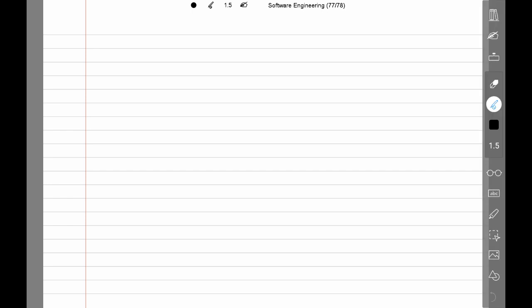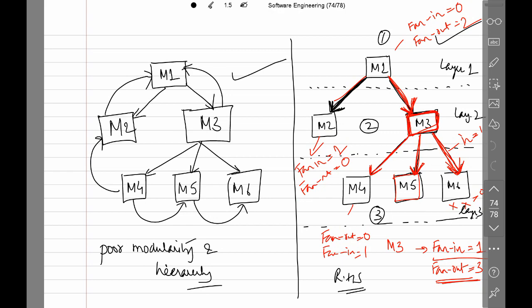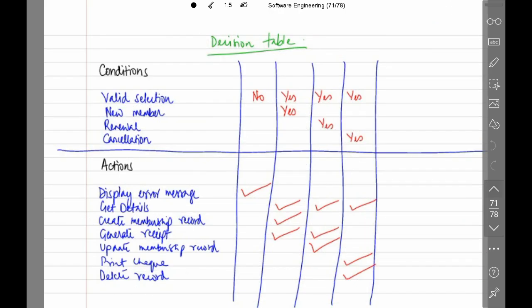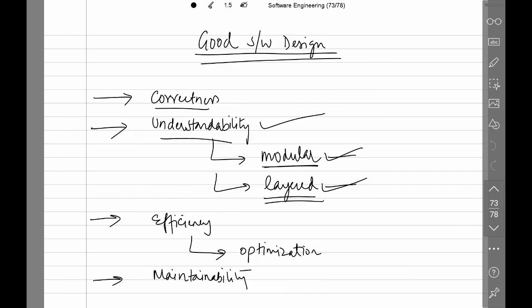So, let's go back and revisit what we had done in the class yesterday. I started the introduction to design chapter and we covered some concepts. We talked about the importance of design, right? And we looked at what the high level and the low level design are and what activities are associated with it. I also told you that in this phase we basically transform an SRS into some design documents, which are nothing but a set of diagrams, right? And the activities involved in doing this transformation are all related to the design activities, right?